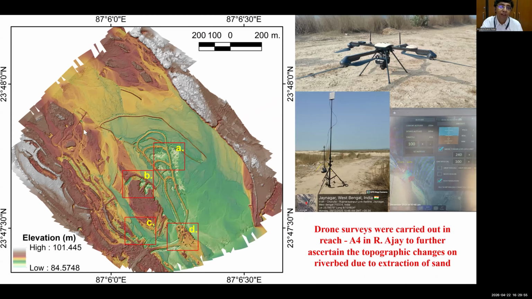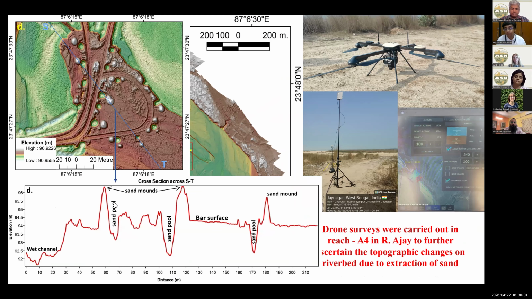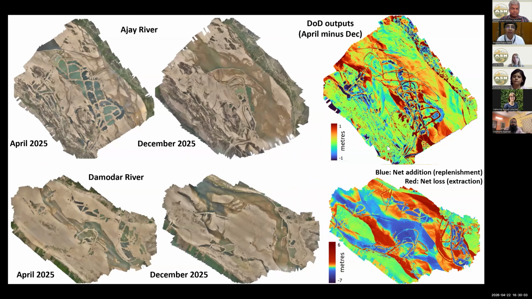We are able to document them very, very clearly and assess what is the sand volume extraction that is taking place. Again, if we have done surveys at different periods of time, so if we do a DTM of difference, if we subtract the two DTMs, we're able to see which are the net replenishment areas, which are the net loss areas that are there in this landscape.